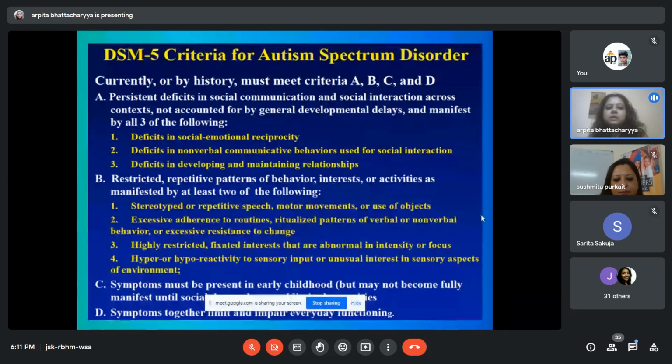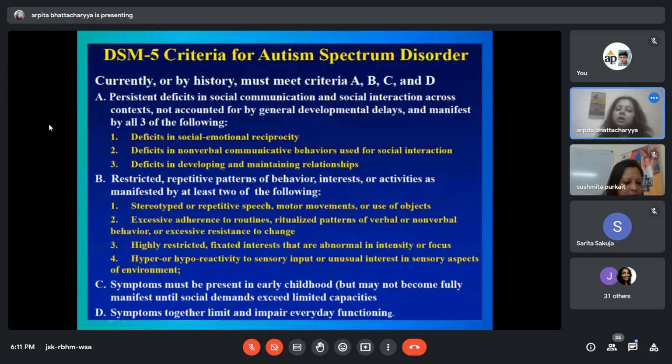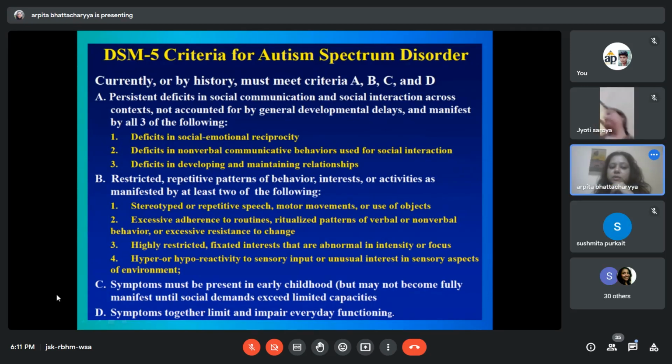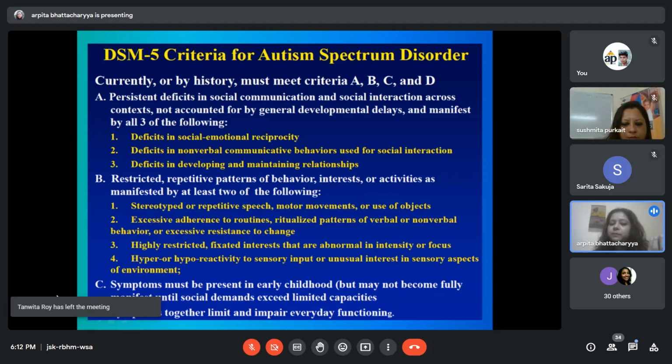Okay, so as you can see, in DSM-5, the criteria for autism spectrum disorder is given. So what is DSM-5? I would come to it. DSM-5 is a medical book that we all follow for the diagnosis of various conditions related to mental health as well as neurological conditions. It's a medical book where the diagnostic criteria on the basis of which we can diagnose a certain person with this condition is mentioned. So in DSM-5, we can see that this criteria is given for autism spectrum disorder.